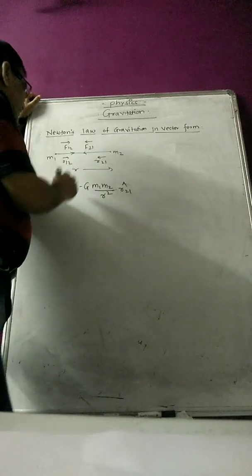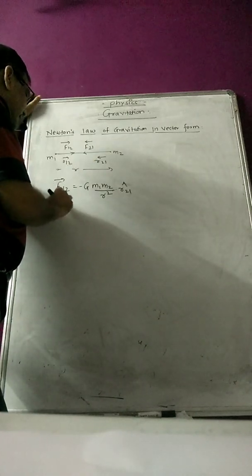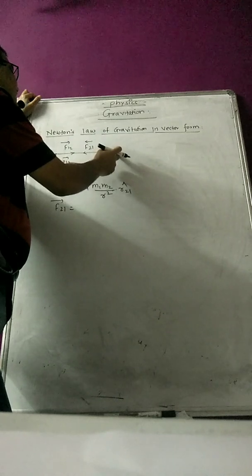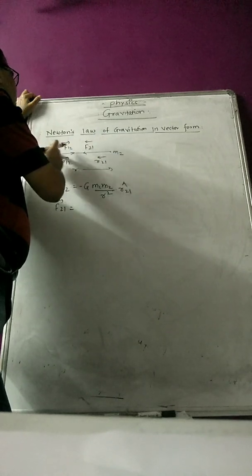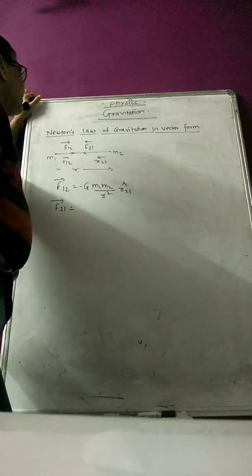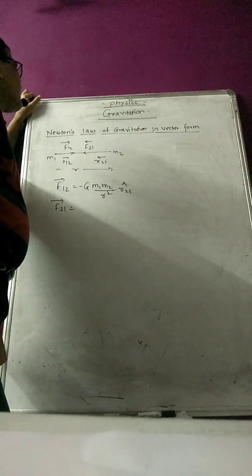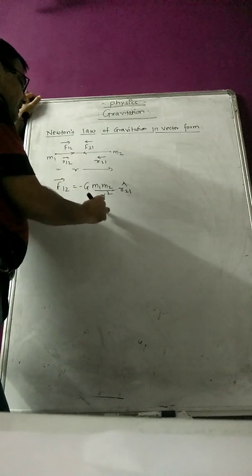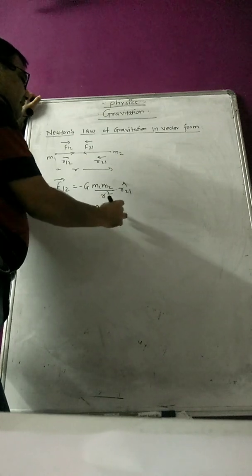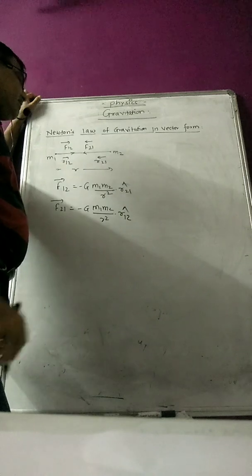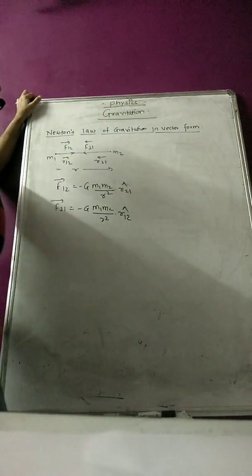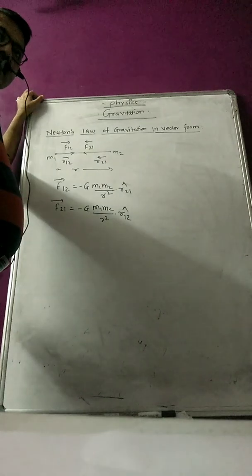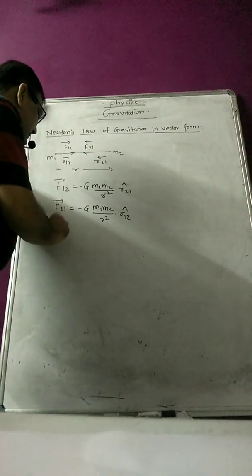Now if I want to calculate F21, the force exerted on the second particle by the first particle, the first particle exerts a force on the second, so naturally the second particle is pulled towards the first. This equation becomes minus G m1 m2 upon r square into r12, the unit vector whose direction is towards the second particle. Is it right?